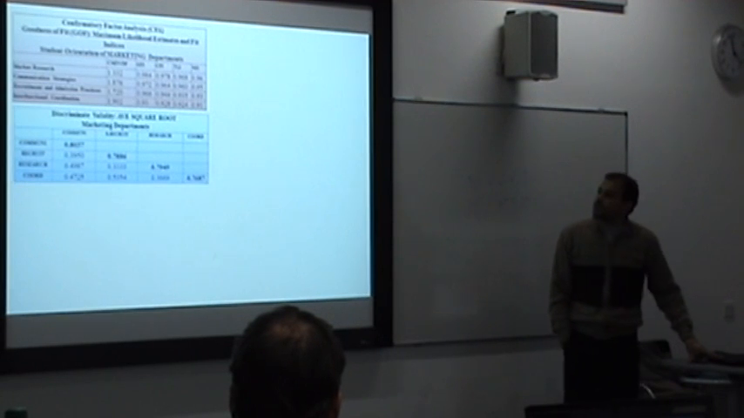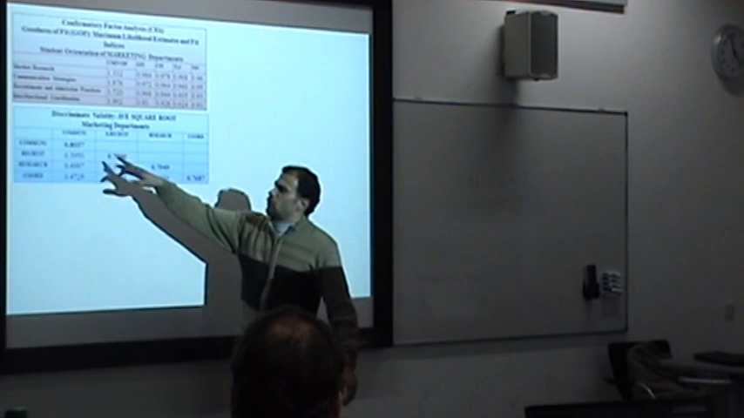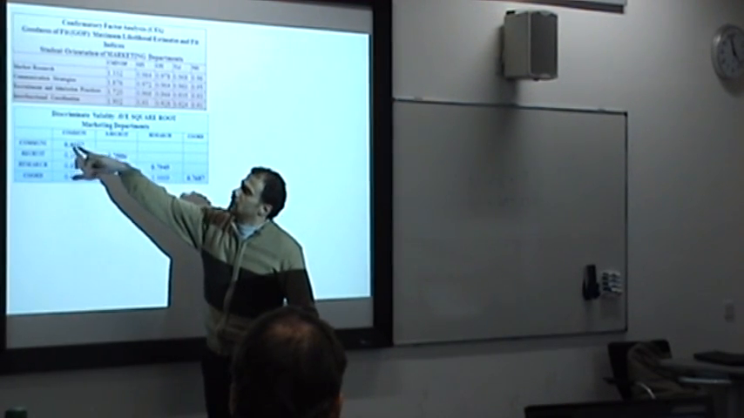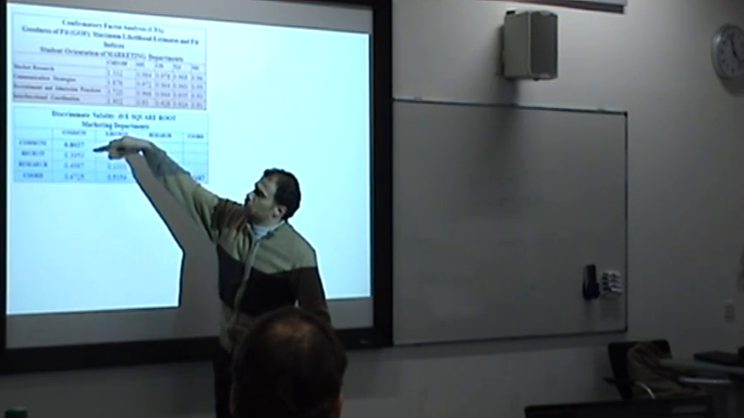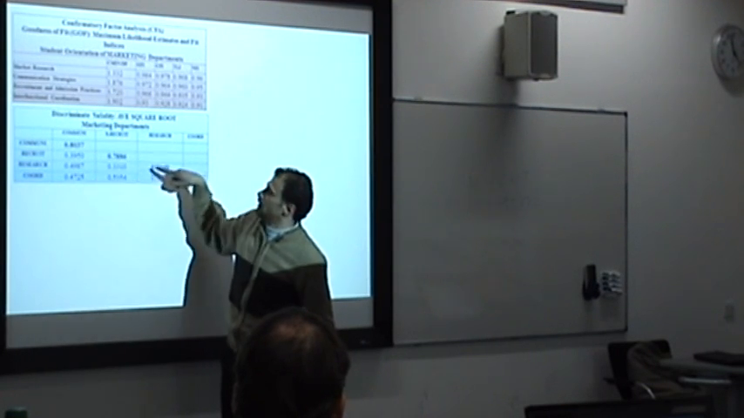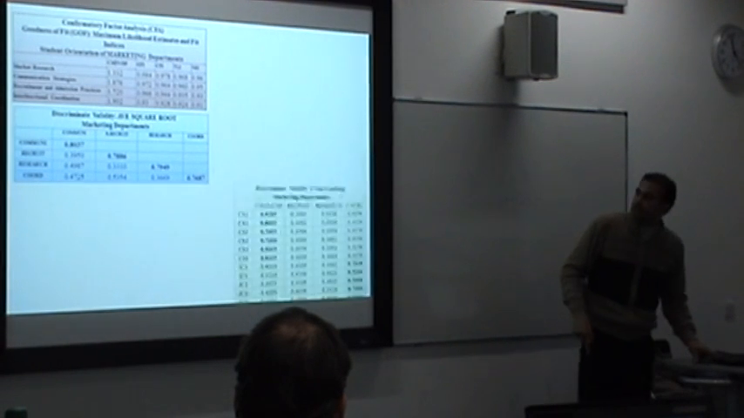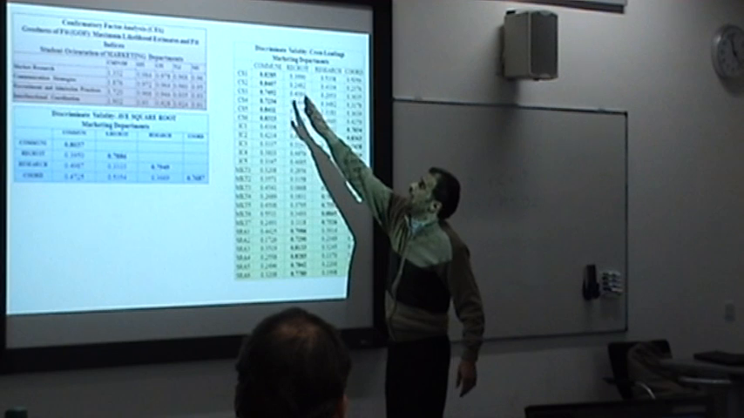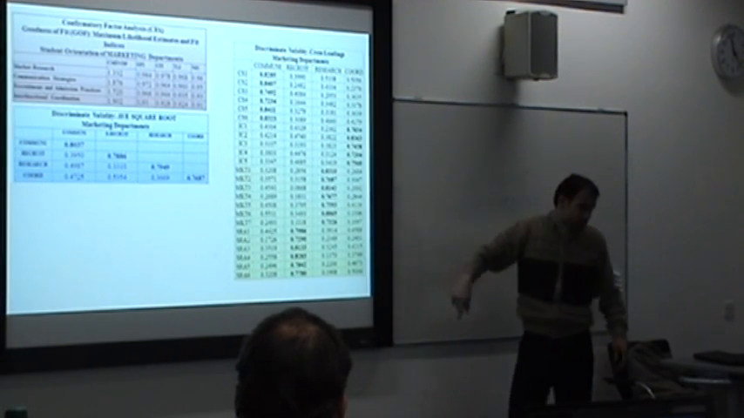Now, for discriminant validity, there are two things. The first one is that the square root of the average variance extracted from each dimension should be higher than the values that are reported horizontally and vertically. Then the second issue is that each factor should load in its own dimension higher than the other dimension, as you see in this case.